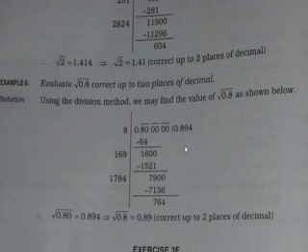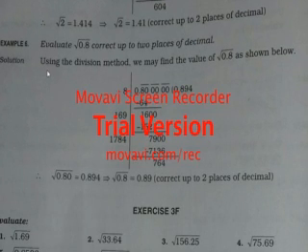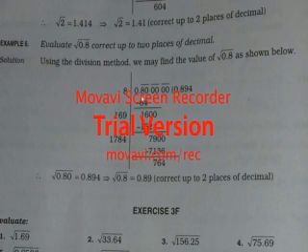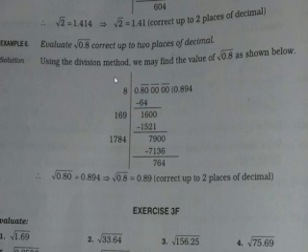Now if you see example 6, here it is: evaluate root under 0.8, correct up to 2 places of decimal. So here also it has been taken, after the point, 6 digits. And then it has been divided using the division method, we may find the value of root 0.8 as shown below. You can see over here, just after the point there is a number; before it there is 0 only, so after the point only it has been started. You can see by keeping 0, because there is no number before the point, that means there is 0 only. So the point has been kept. You can see it is 64, it has been subtracted, it comes 6 and 16 and 20 comes down.